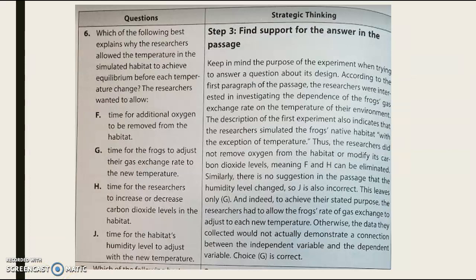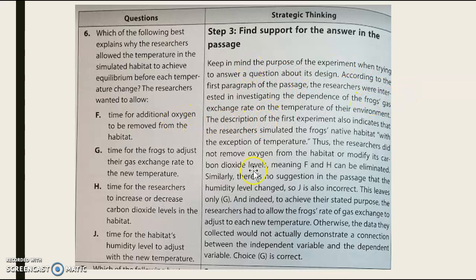Question number 6. Which of the following best explains why researchers allowed the temperature in the simulated habitat to achieve equilibrium? Why are they allowing the temperature to become balanced before each temperature change? So it looks like they're not just allowing the temperature to go 5, 6, 7, 8, 9, 10, 11. They're allowing the temperature to go up to 5 and then they hold it. They're allowing the temperature to go up to 10 and then they hold it. Why would they do that?